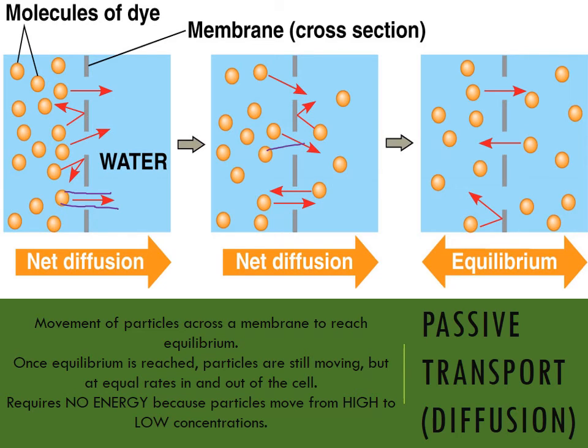Once you reach an equilibrium, like in this picture, things will still keep moving back and forth. One moves out, one moves in, one moves out, one moves in, so there's a net balance. This is equilibrium. It requires no energy. This is called passive transport. Passive transport is moving from an area of higher concentration to an area of lower concentration without using any energy at all.